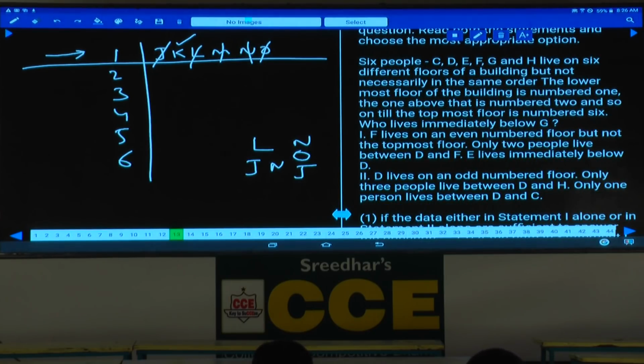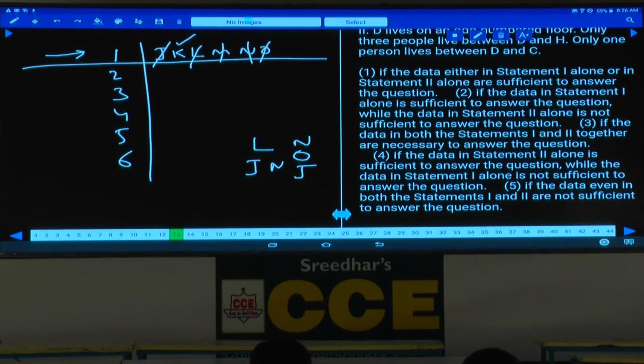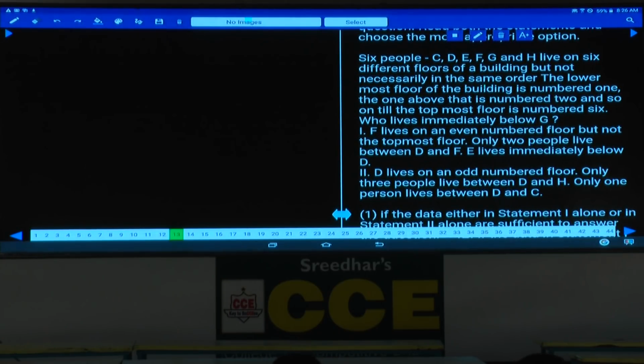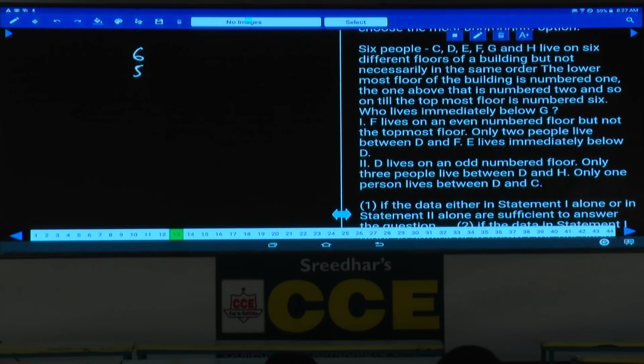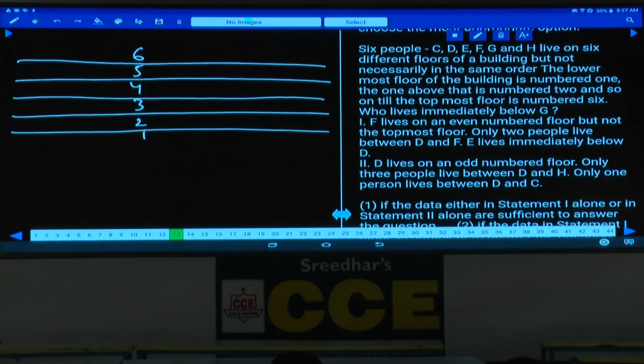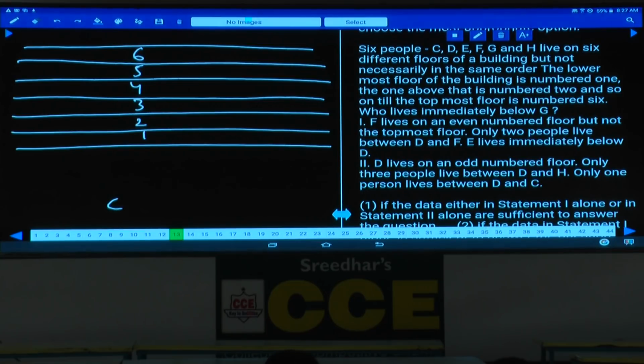Now in question number 13, the question is about what? 6 people live on 6 different floors, 6, 5, 4, 3, 2 and 1. Who are the 6 persons? C, D, E, F, G and H. C to H are the 6 persons staying on 6 different floors of an apartment. The lowermost floor of the building is numbered 1 and so on.